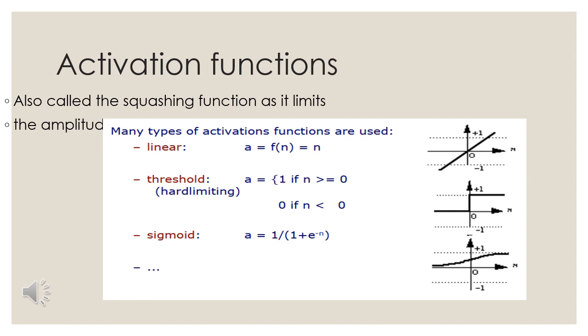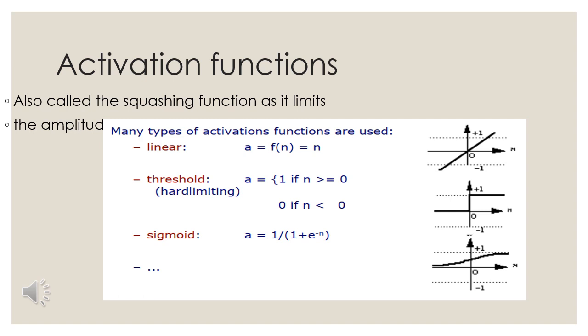Without the activation function, our neural network will not work properly, because some trigger or fire is required to move from one layer to another layer. So we have the activation functions. It is also called the squashing function, as it limits the amplitude of the output of the neurons. Many types of activation functions are available. First we have the linear, that is a is equal to f(n), which is equal to n.